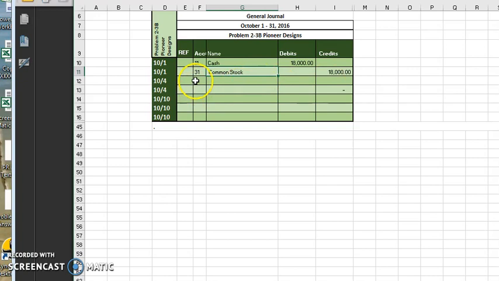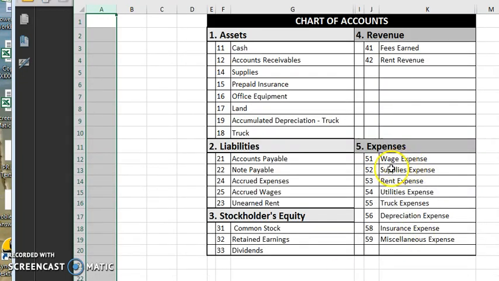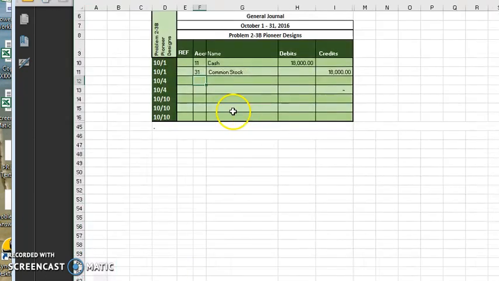On October 4th, the company paid $3,000 in cash to rent a facility. Again, look at the chart of accounts. For rent expense, account 53, and debit $3,000 to increase the expense, and the rent was paid with cash, so credit cash $3,000. Remember that a decrease requires that we debit or credit the opposite of the normal balance.